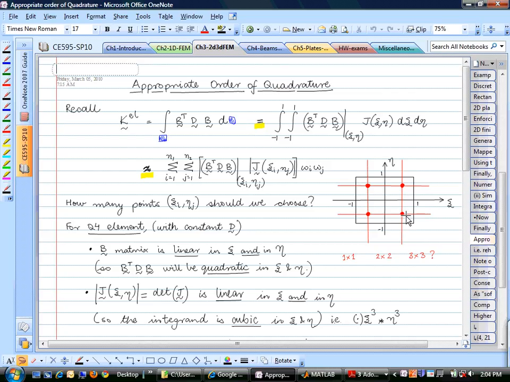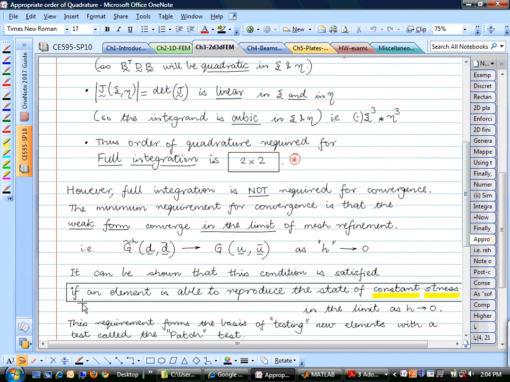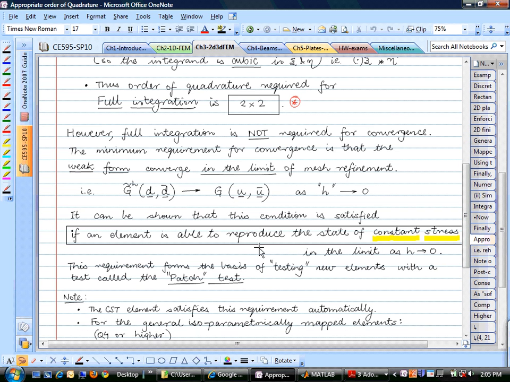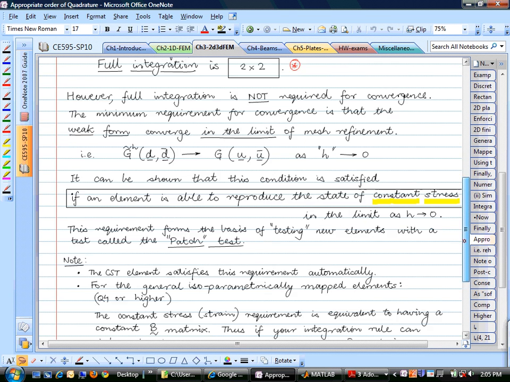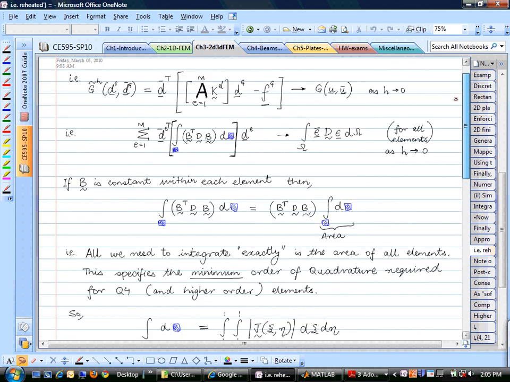It is related to that, but the test that we use is that it has to be able to reproduce a state of constant stress. What that means is, you can show that if this condition is to be satisfied, then what you need is to be able to integrate a Jacobian exactly.